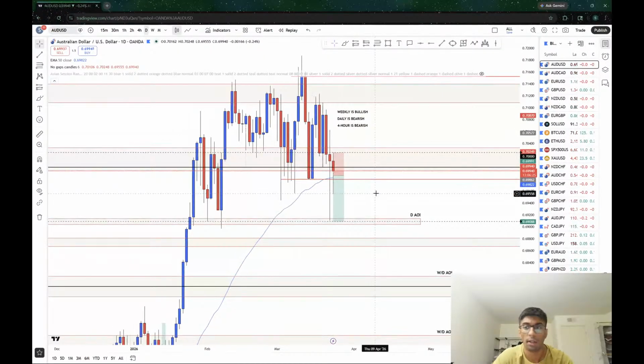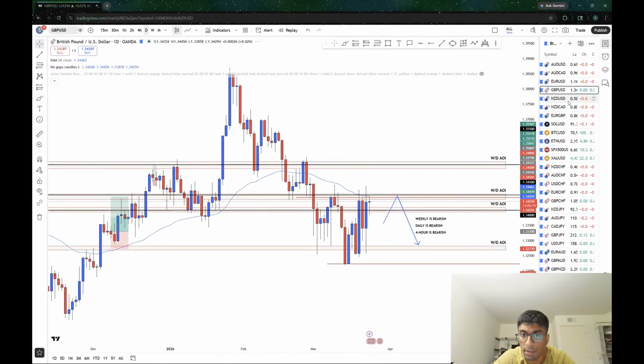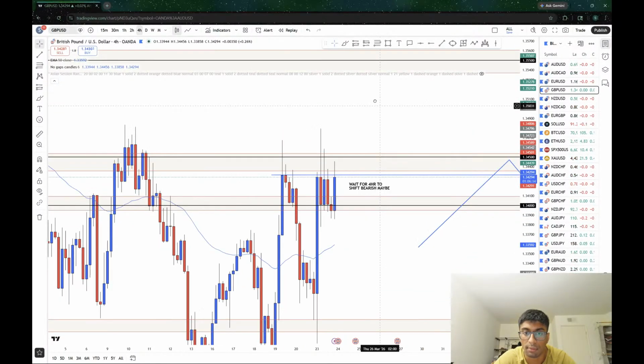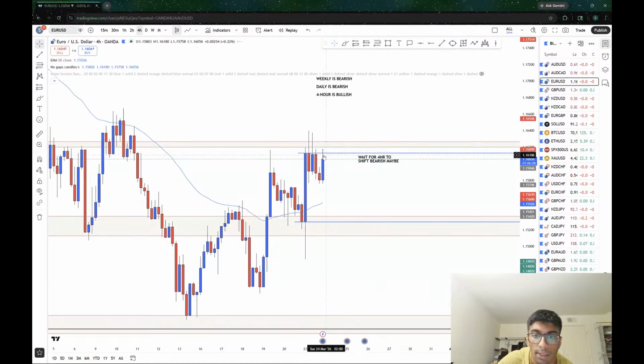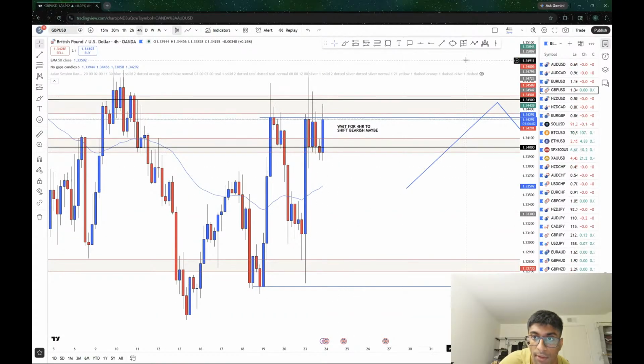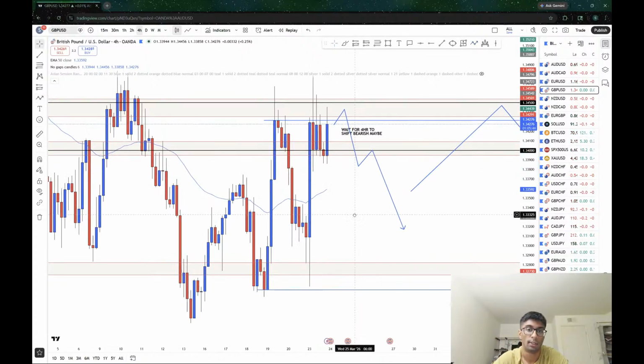That's pretty much it. Apart from that, I'm looking into Euro USD, GBP USD. I'm waiting for the 4 hour to shift bullish over here, create a new higher high. Same with Euro USD, and then shift the structure over here. So once it creates a new higher high, then creates a new structure, a lower low, creating a bearish structure, then I'd sell that. That's something else I'm looking into.